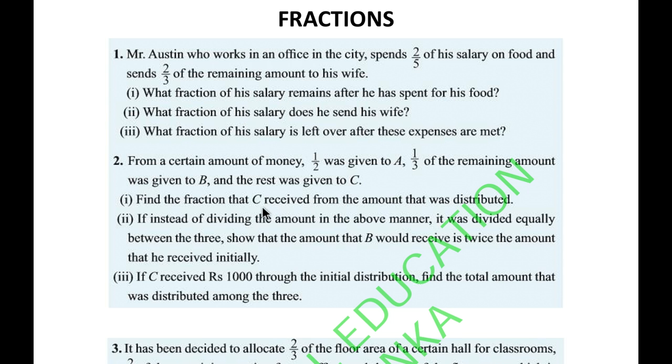If it is shared equally, there is a small story here. At the moment B received 1/6. When you multiply by 2, it's 2/6, which equals 1/3. Then the statement is accurate. Next, if C received 1000 through the initial distribution, find the total amount distributed among the 3. C means 2/6, that is 1/3. So that is 1000, and you need to multiply by 3, which is 3000. The total distributed amount is 3000.